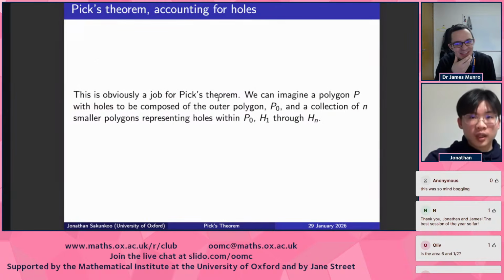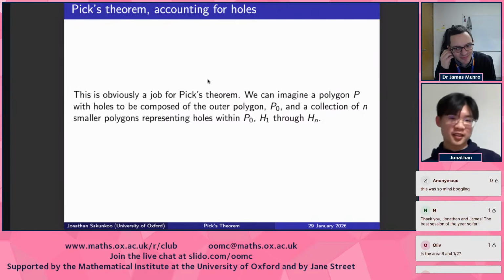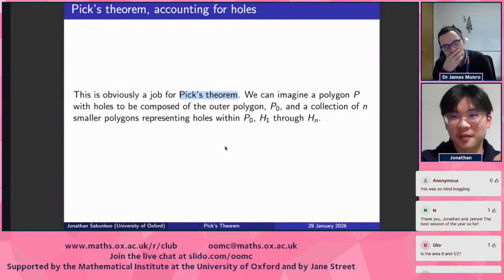Okay, this does seem like a Pick's theorem thing. We're assuming that in addition to the entire thing being a lattice polygon, the holes are also lattice polygons. Then Pick's theorem works really well for areas of lattice polygons. Well, of course, this is amazing. It's Pick's theorem exactly. Okay, what can we do?